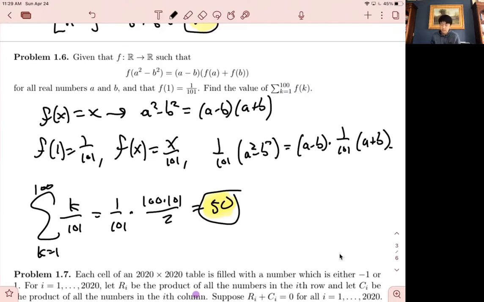And so now this just becomes the sum from k equals 1 to 100 of k over 101, which is 1 over 101 times 100 times 101 over 2. That's like the famous Gauss 5050 example, and this gives you 50.